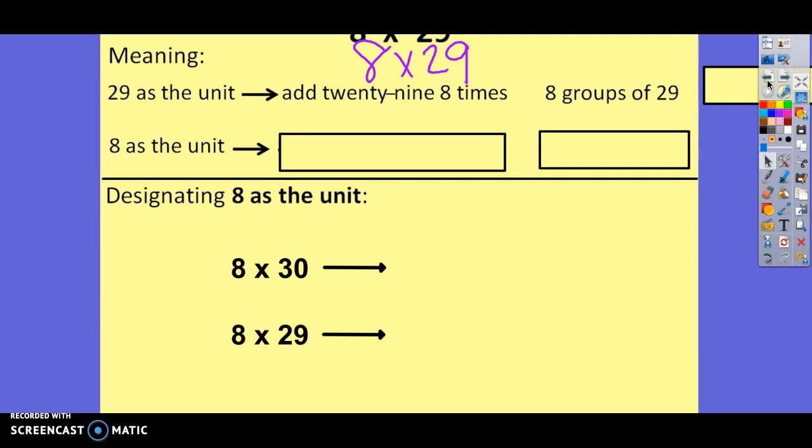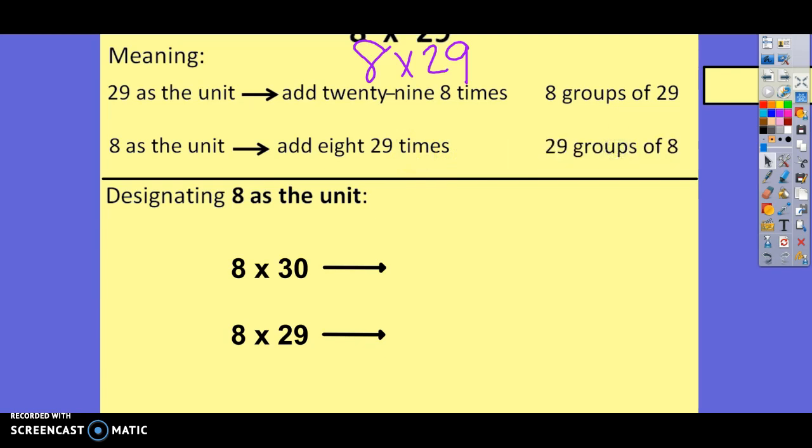What if 8 was the unit? In that case, if 8 is the unit, we're going to make 8 29 times, adding 8 29 times, or, in this case, 29 groups of 8. Now let's think about how the problem shown at the bottom, 8 times 30, could help us solve 8 times 29, our problem at the top.